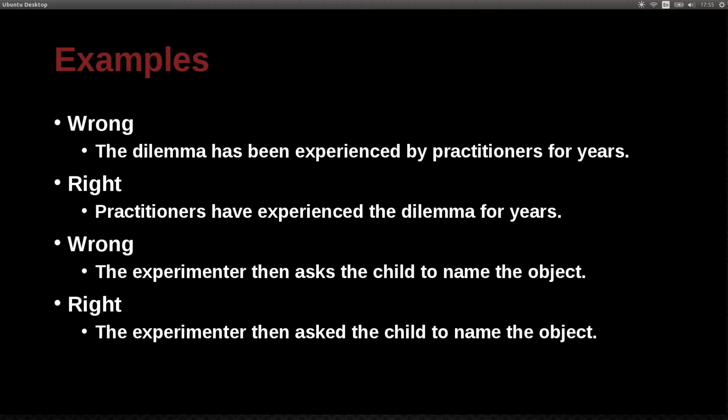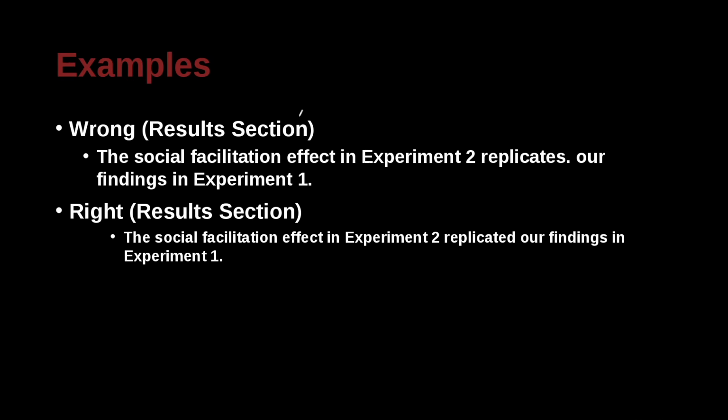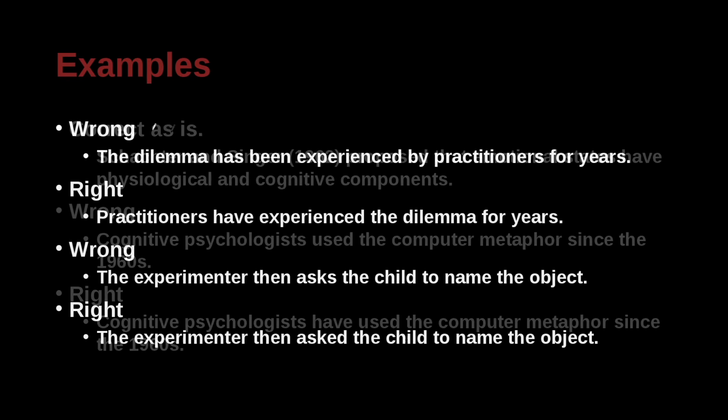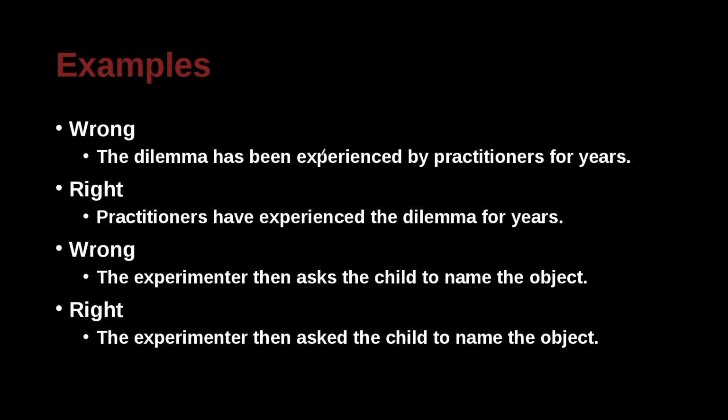And so we'll go with the wrongs and rights. So here is a wrong. The dilemma has been experienced. So here the wrong is "has been experienced." We should be saying somebody has done something, not something was done the other way around. The dilemma has been experienced, but here we want to say practitioners have experienced. So this is the active passive.